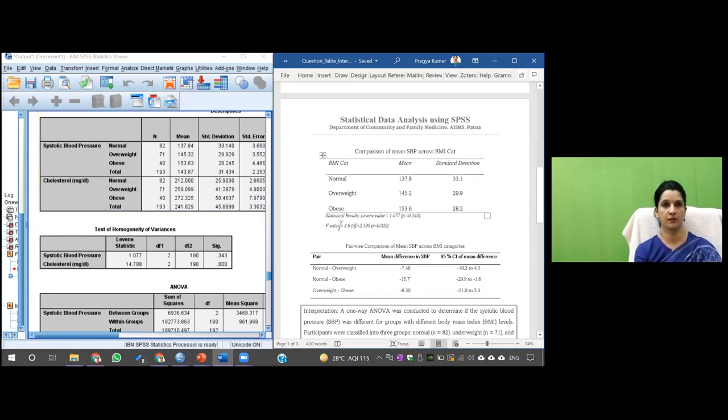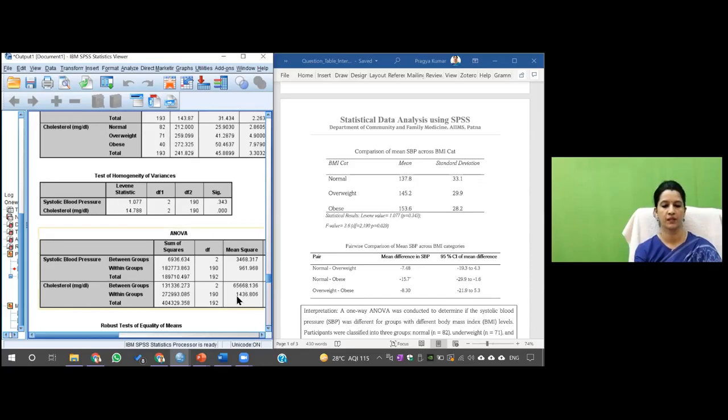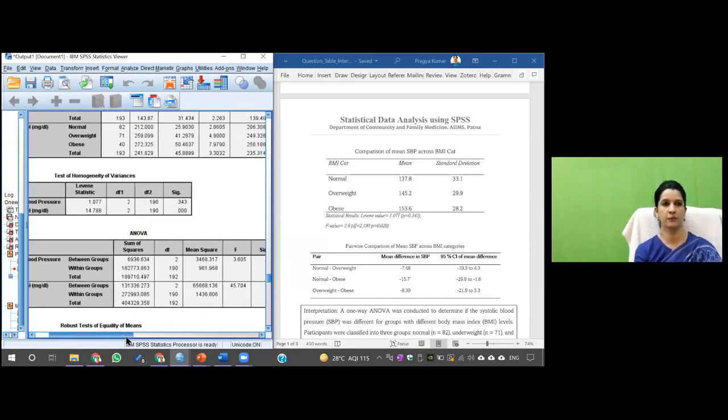Then for the statistic, you can take the F value. I have taken the F value as the standard F, and if I go down, this is the standard F. F statistics, we report with the 2 degrees of freedom. So I have taken the value of 3.6, and then I have taken the degrees of freedom 2 and 190.